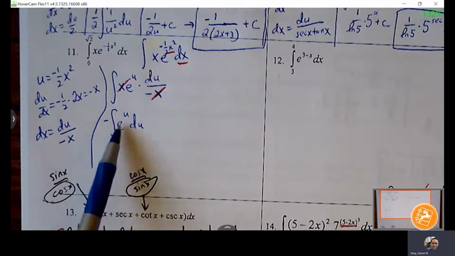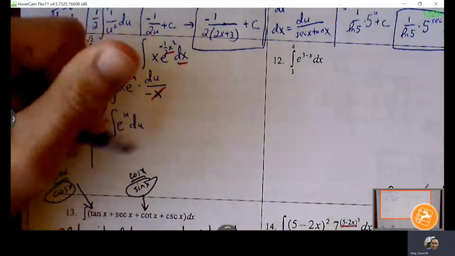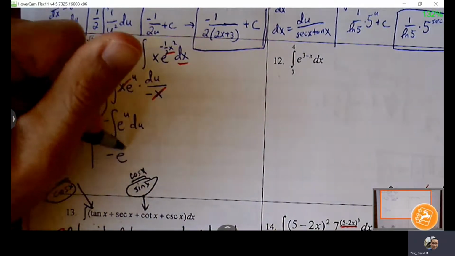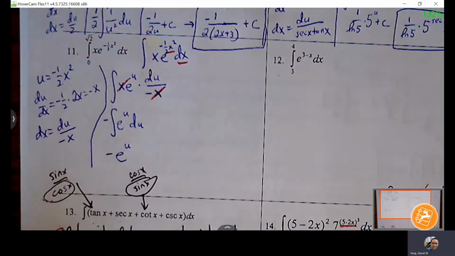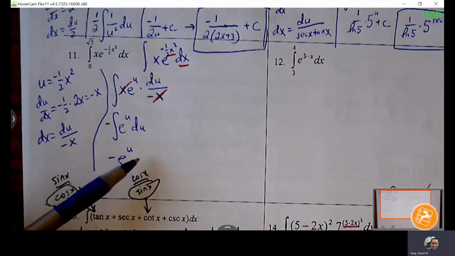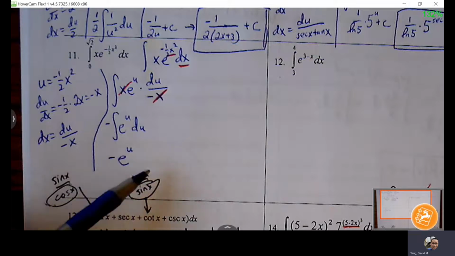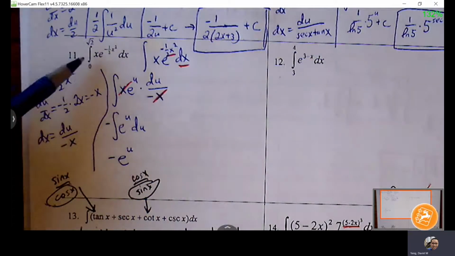Okay, so integral of -e to the u, we know e to the u is just e to the u, so we know our antiderivative is just e to the u. Now, once you're here, normally you would have a plus c, right? We don't involve the plus c because we have bounds involved.